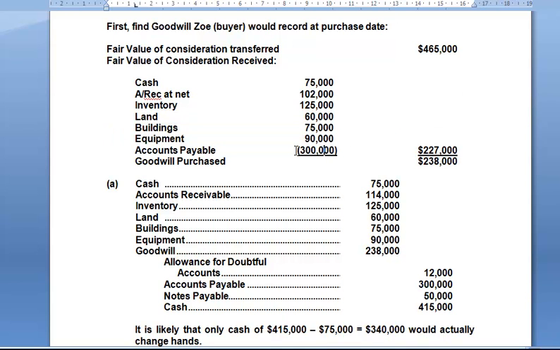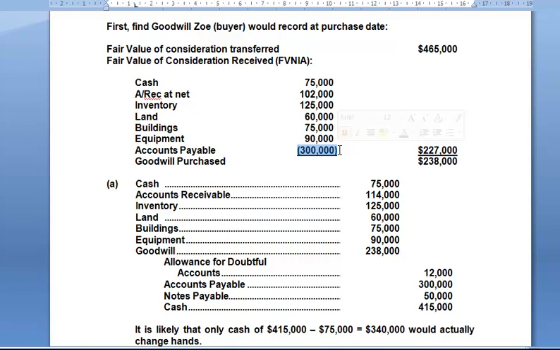And again, notice the accounts payable. Don't forget, you're picking up fair value of net identifiable assets. So a net asset is assets less liabilities. And you believe that Saria's accounts payable is $300,000, and that's reasonable in terms of fair value. So now you've got $465,000 that you transferred as consideration, and you also believe that what you got was $227,000 worth of net identifiable assets.